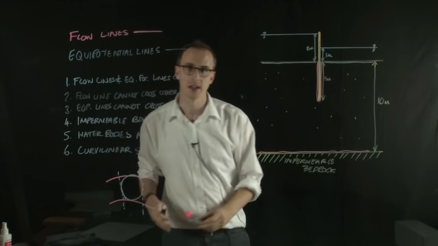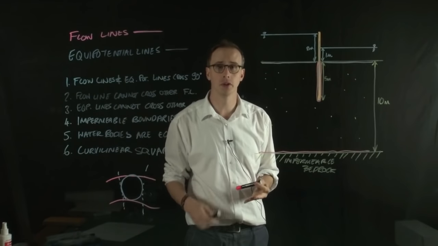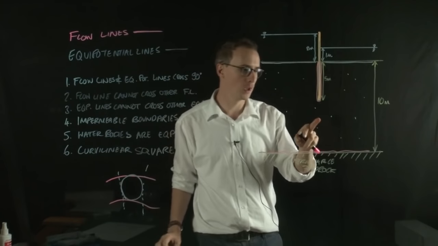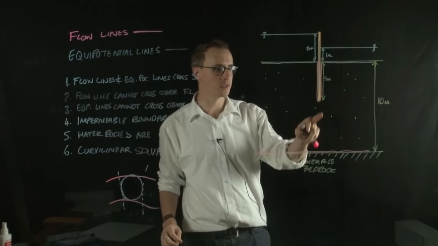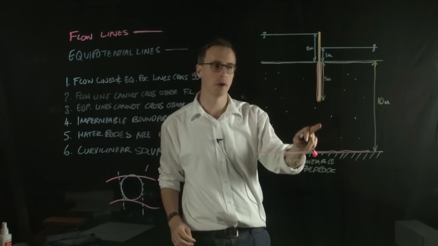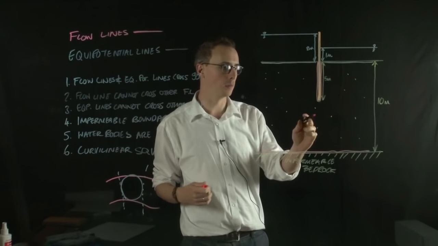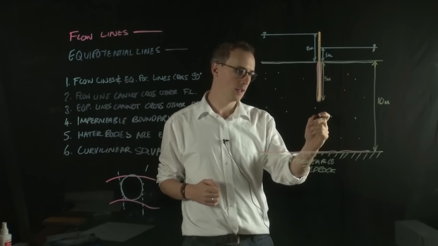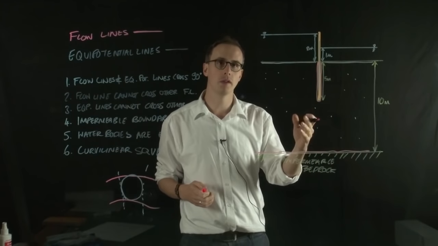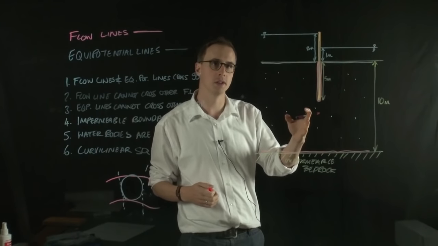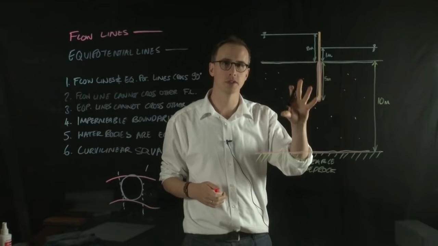So the first step I suggest is to draw your flow lines in, and the best way of doing that is cutting up this space between the bottom of the sheet pile wall and the impermeable boundary. So there must be some flow lines that exist within here. If you pick too few flow lines, your diagram doesn't really quite work.